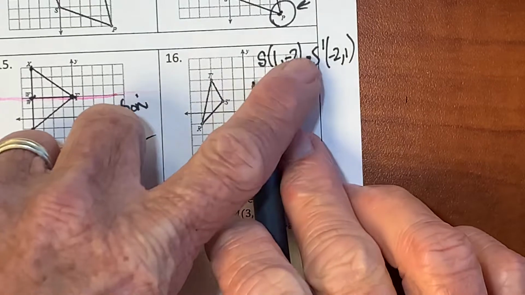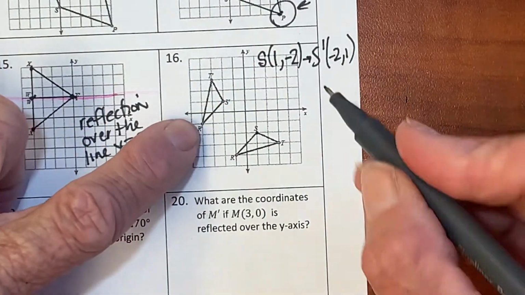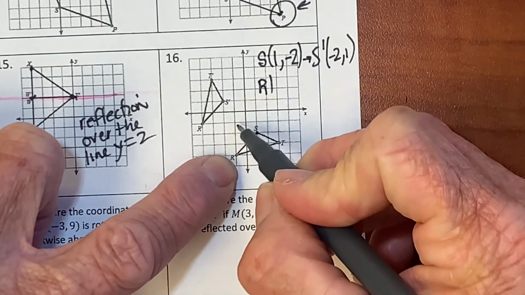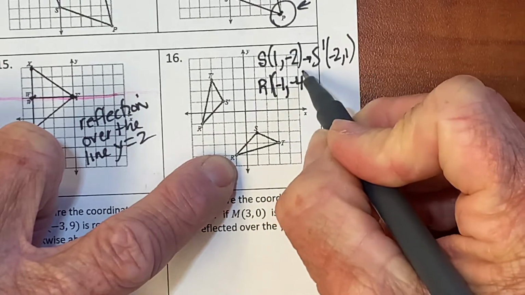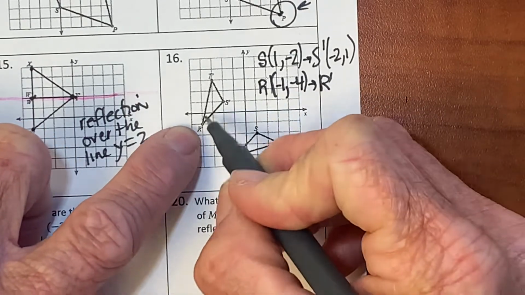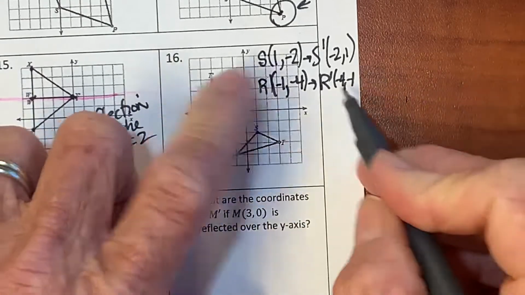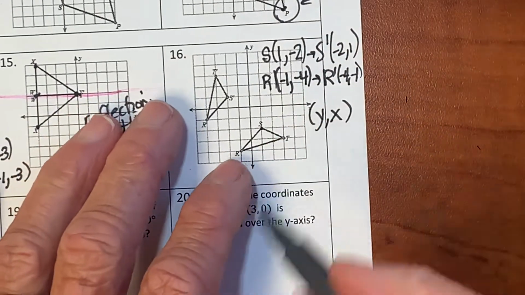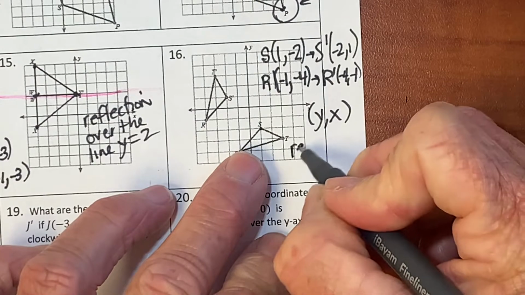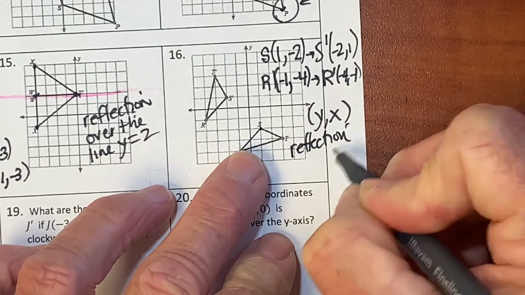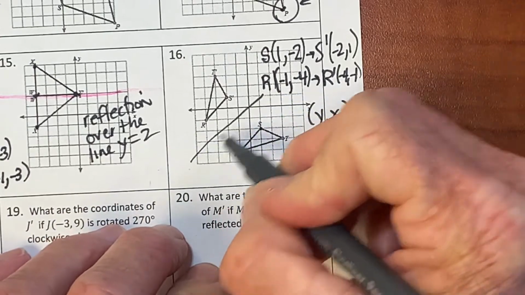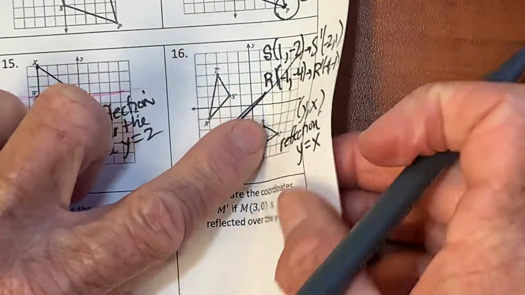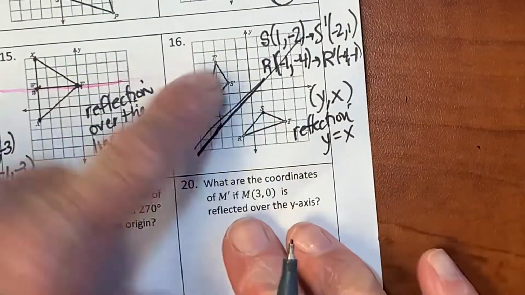So that looks like we just traded them out. Let's test R. So these were my primes. This is my original. R was left 1, down 4. R prime is left 4, down 1. Sure enough, I just traded them. So the rule is to just trade places with the y and the x, and that's a reflection over y equals x. So it was folded across this line right here. The R folded onto the R, the S onto the S, the T folded out to reach that T, okay?